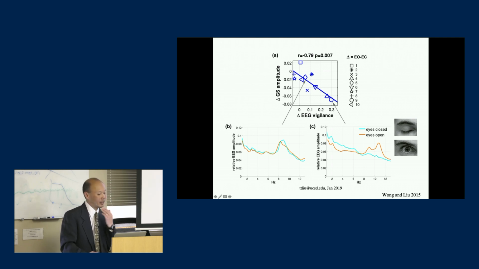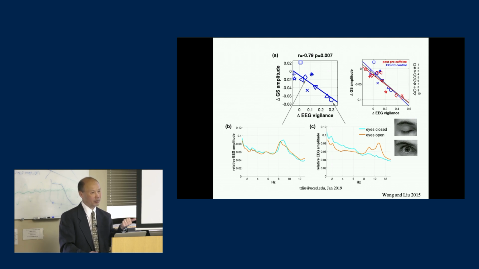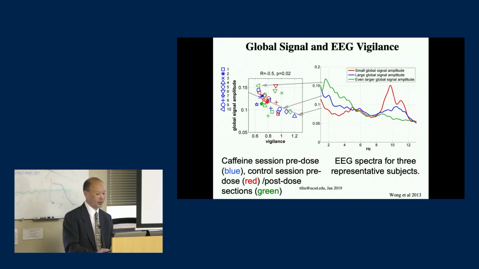But I think what's even more striking is that you can take the eyes open, eyes closed data and plot it with the caffeine data, and they seem to follow the same relationship. However you change the vigilance, it gives a similar increase or decrease in global signal amplitude. You can also look across subjects. Here the relationship is not quite as strong, but certainly subjects that are fairly vigilant have low global signal amplitude. As they become less vigilant, the global signal amplitude starts increasing. And when they're sleepy, with very high delta power, there's very high global signal.